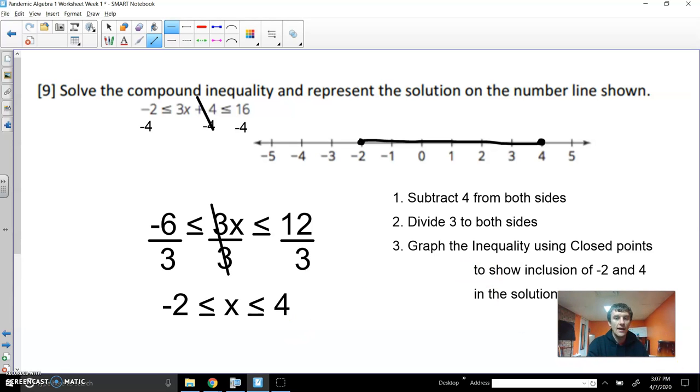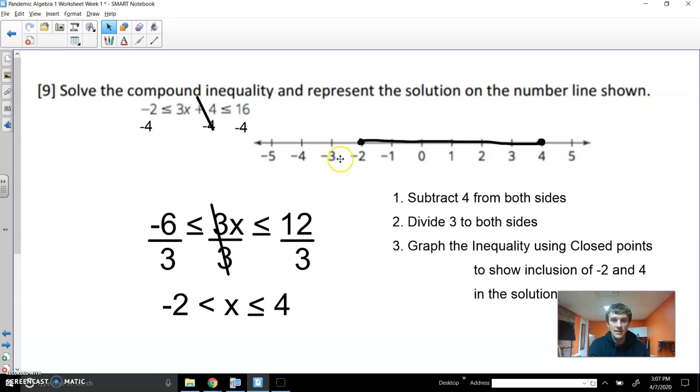And so now that allows me to graph the inequality using these closed points, going to -2, going to 4, and then we're basically saying x is a value that does both. It's a value that's greater than -2 while also being less than 4, and those little lines at the bottom allow you to be equal to those numbers. And so that's why I want to fill the point in, saying that, hey, -2 is included in the solution and so is +4.